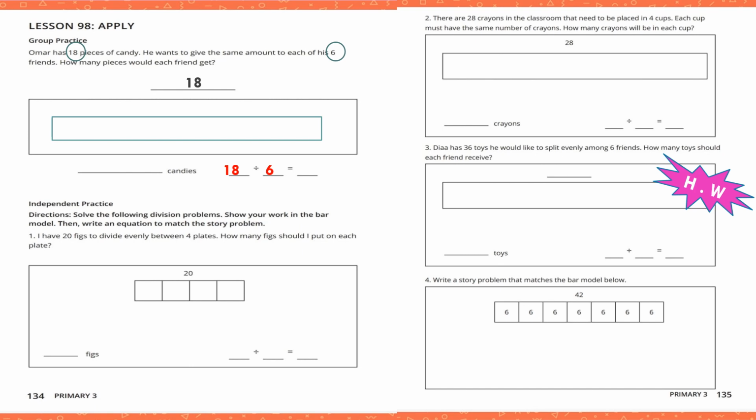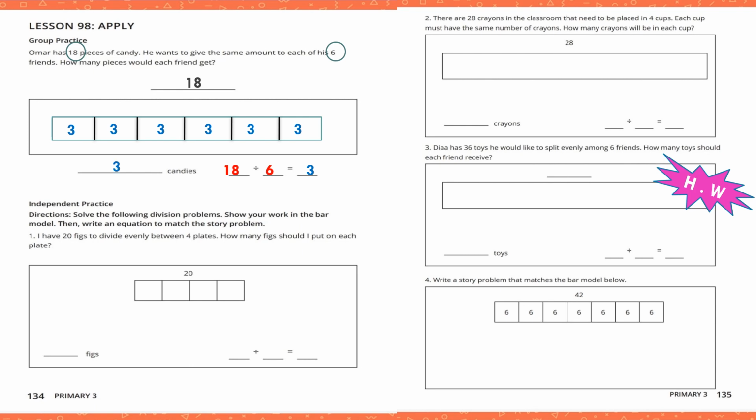Here I need to divide 18 between 6. So I will divide this bar into 6 equal parts. 18 divided by 6 equals 3. 3 times 6 equals 18. So each friend gets 3 candies.